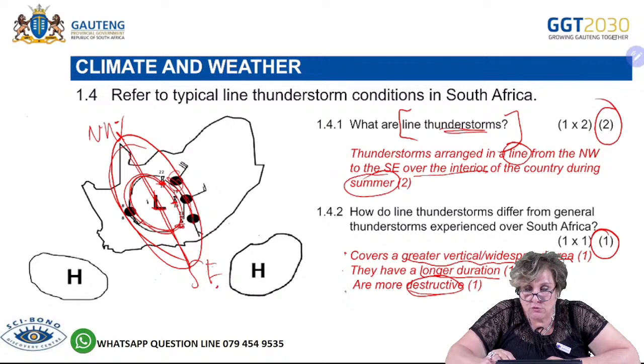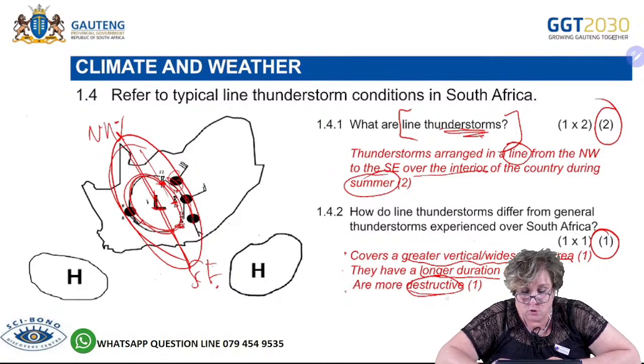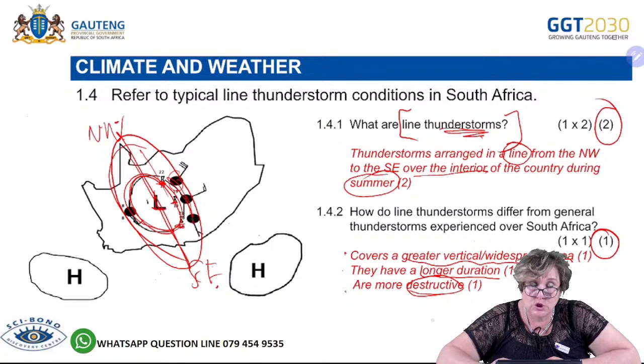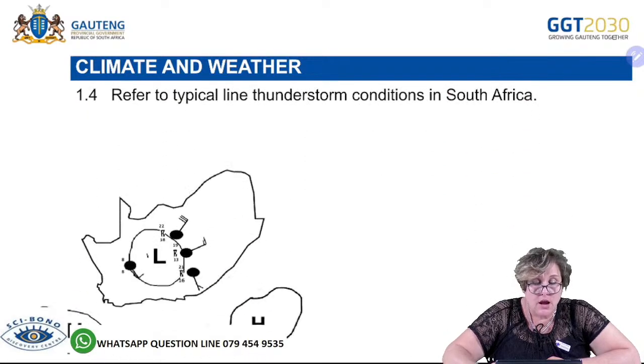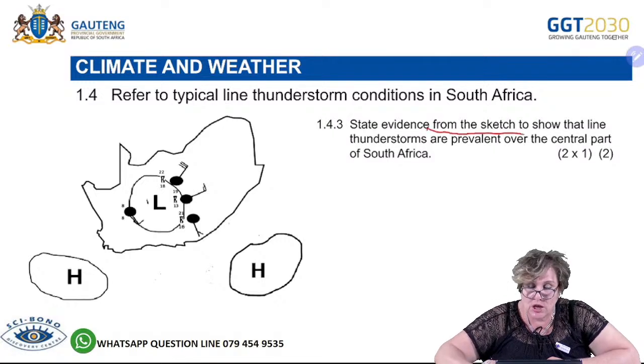So if you know your concepts of line thunderstorms, this one is easy. You can see it covers a big area, wider, it's going on longer than a normal one. And line thunderstorms are very destructive. It's easy for these 2 questions to already have 3 marks. Next, state evidence from the sketch to show that line thunderstorms are prevalent over the central part of South Africa.